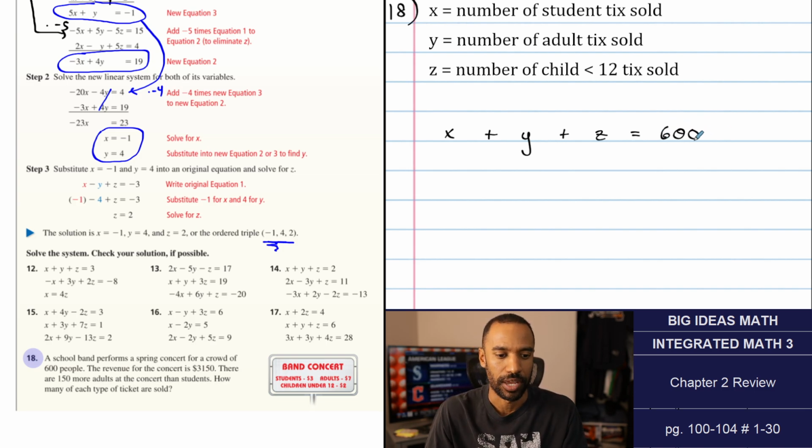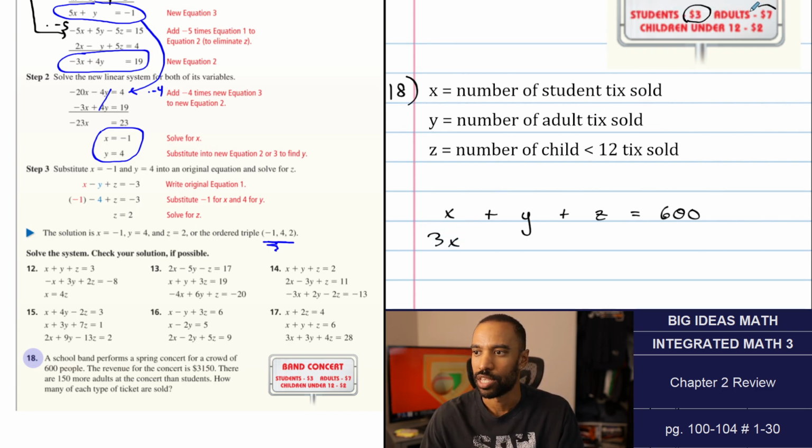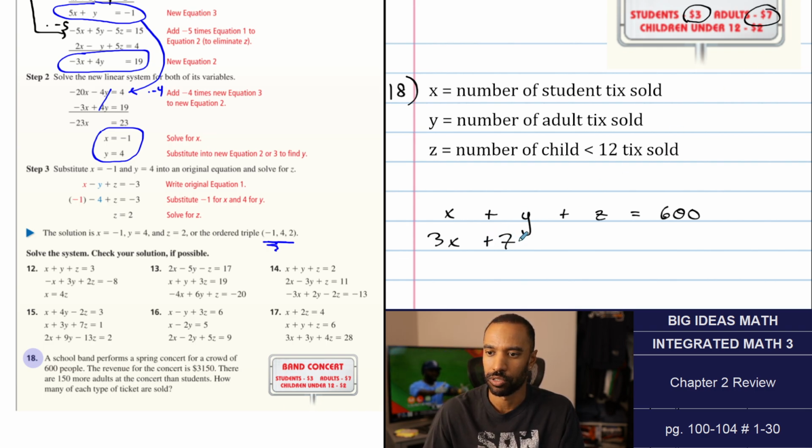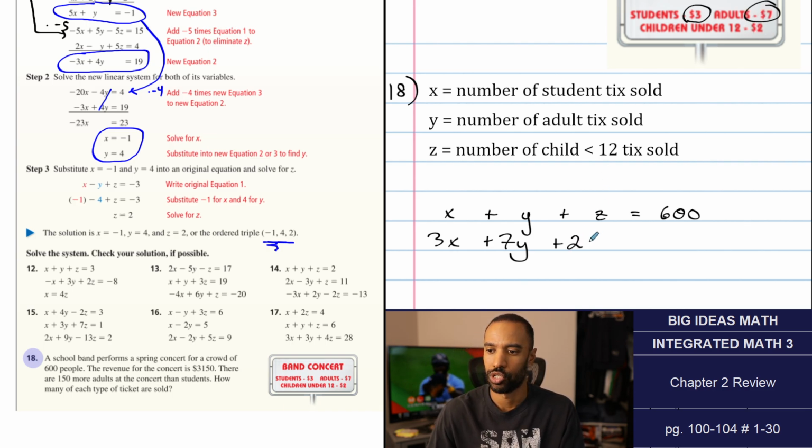There's also a money equation. The money equation is the revenue for the concert is $3,150. This is where we use this information. $3 per student times the number of students gets you how much money you made off students, 3x. $7 per adult times the number of adults is right here, 7y. And is that 2? I think it's 2. $2 per child times the number of children, 2z. And total, you get $3,150. So that's the second equation.